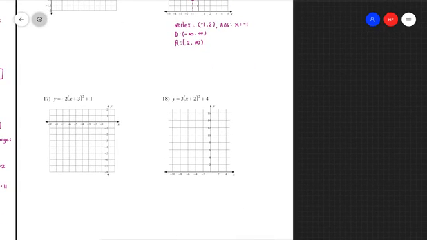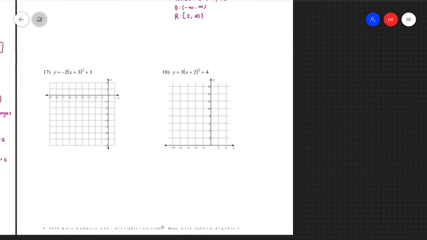Number 18, y equals 3 times x plus 2 squared plus 4. Again, we are in vertex form, so we'll find our vertex from those two numbers right there. Opposite of what's inside, so negative 2, and the 4 as it is. My axis of symmetry cuts through the x value of the vertex. So I'm at negative 2, 4. That's my vertex, and the axis of symmetry is x equals negative 2.